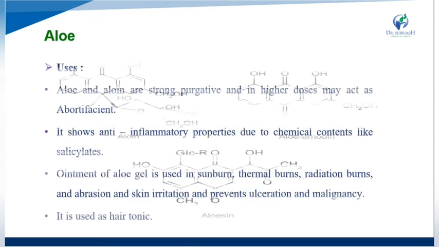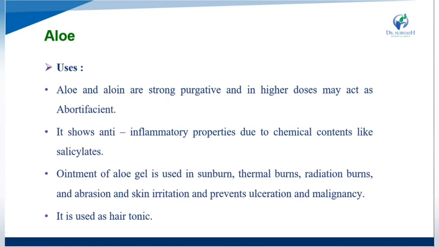Okay, now we see the uses of aloe. Aloe is used in every purpose of our regular life. So the first use is that aloe and aloin are strong purgatives, and at a higher dose may act as an abortifacient. At a higher dose, aloe causes abortion, but it is used for purgative action; at a higher dose it acts as an abortifacient. Okay, it causes abortion.